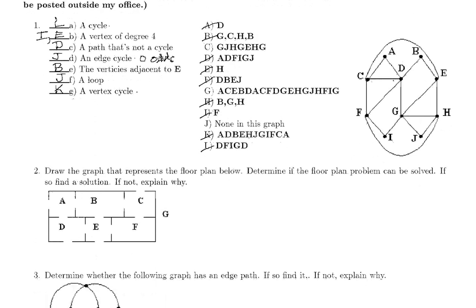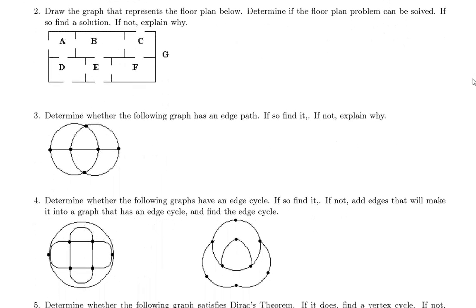So you've got to know those basic definitions. Okay, number two, we got a graph. This is a floor plan. We want to decide if the floor plan problem can be solved. If so, find a solution. If not, explain why. So remember what you do with a floor plan problem is each room is a vertex, and then each doorway is an edge. So we kind of lay out our vertices here.